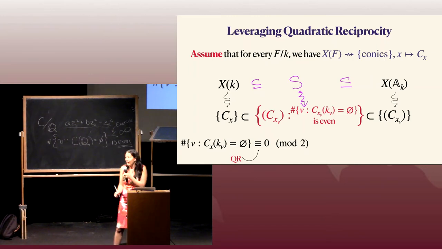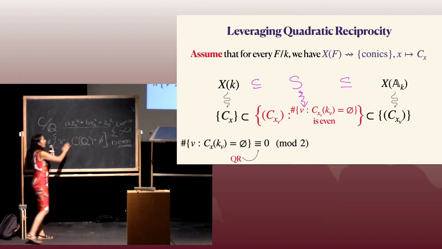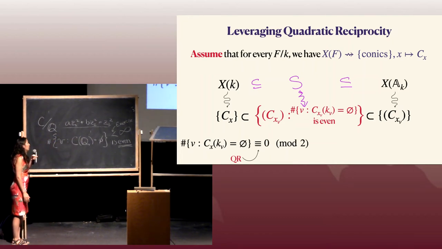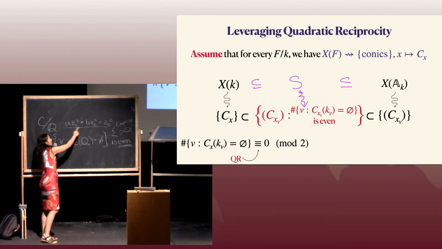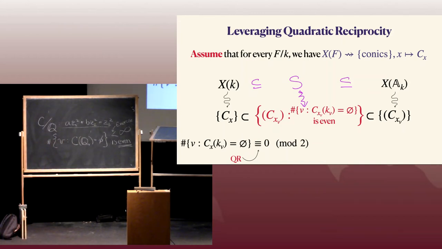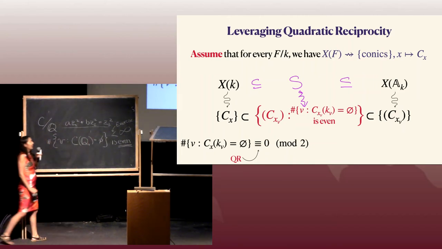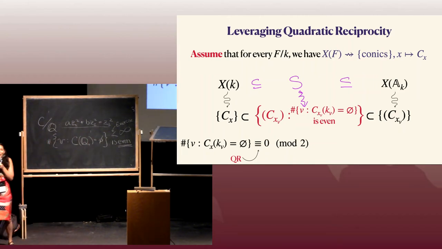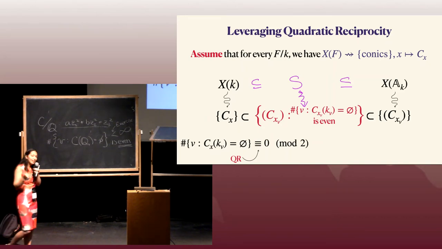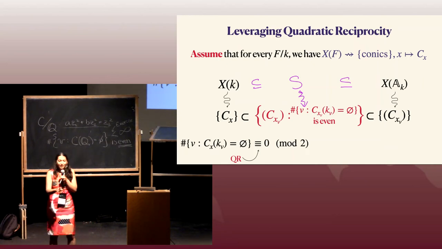Okay, so conics, as I've said, if you're in characteristic not 2, which we are, then you can just think of them as 2 numbers. And you're just looking at an equation like this. I think in one of the previous lectures, you saw something very similar looking to this.